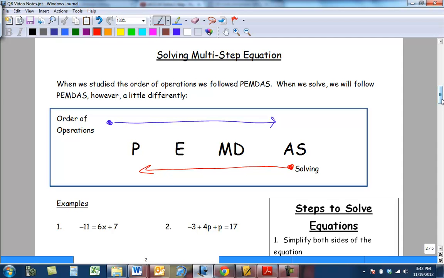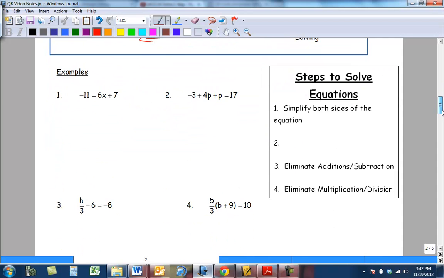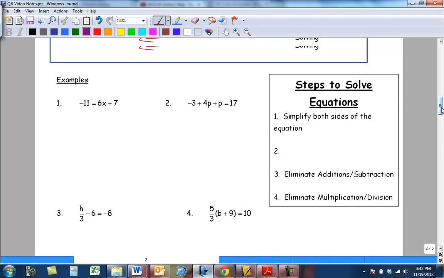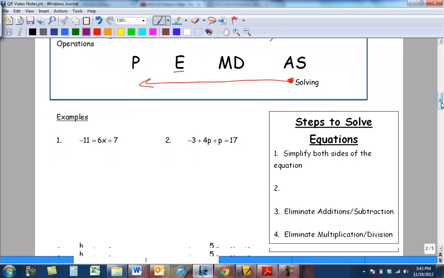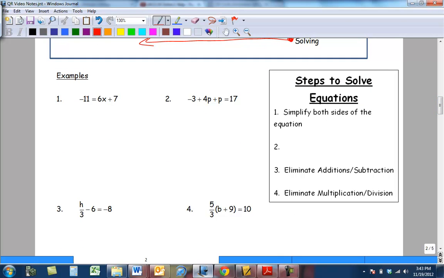All right, now, there's some steps when you solve equations. Step 1 is simplify both sides of the equation. Step 2 we'll worry about in the next video. Then, just like we discussed here, you get rid of addition and subtraction first, then you get rid of multiplication and division. Second semester we'll work on exponents. But for right now, let's look at this one.